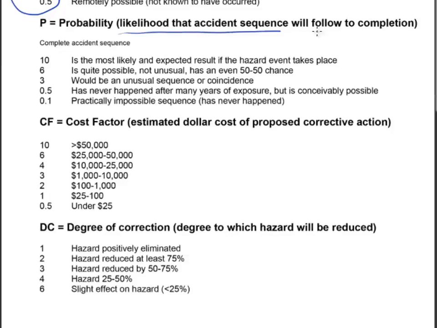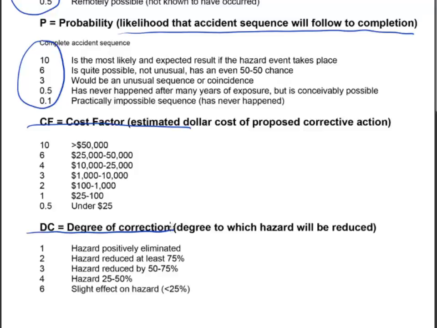Probability is the likelihood that when we have that hazard hanging around, that will actually result in an accident. And again, we have values, we have situations, and we assign numbers to them. CF is just the cost factor. So how much will it cost to ameliorate the hazard? And DC is the degree of correction.